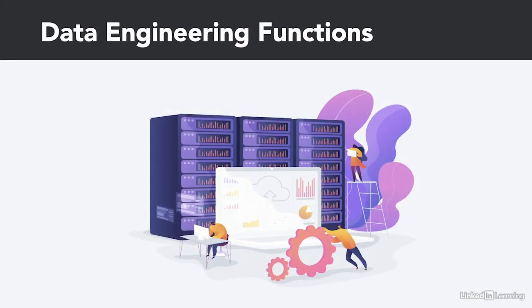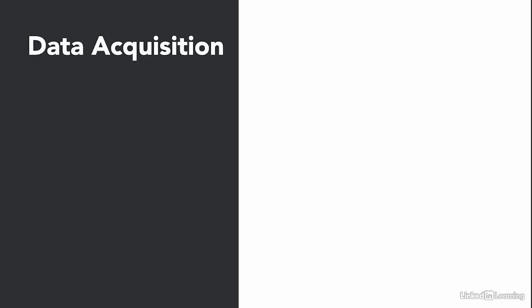What are the functions of data engineering? Data engineering consists of five functions, namely acquisition, transport, storage, processing, and serving. Data pipelines are built by combining multiple such functions to deliver a given outcome. Let's start with data acquisition.